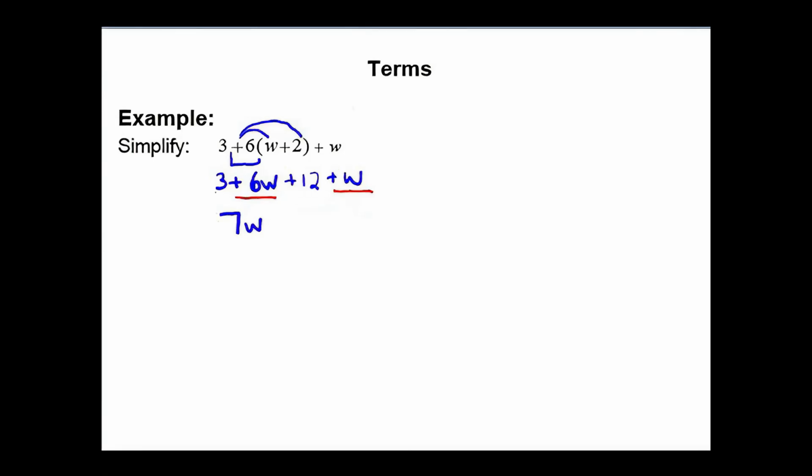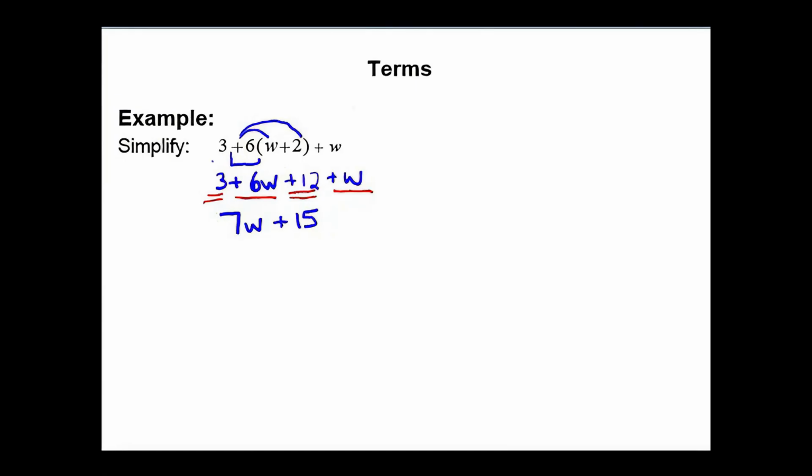And then my constants, 3 plus 12, both positive. So we're going to add, and that will give me 15. I do need the plus in between so the terms don't run together. So 7W plus 15. Notice at the beginning, for order of operations, we had to distribute and multiply this 6 with the parentheses. We could not jump here and do this addition.